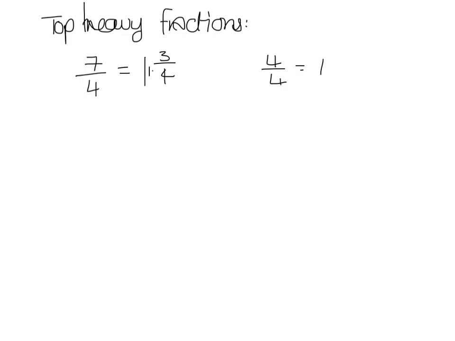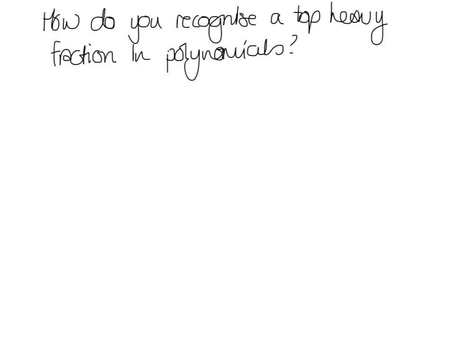Which traditionally, of course, there is a hidden plus in there. It's 1 and 3 quarters, not 1 lot of 3 quarters or anything like that. So for now, I would suggest writing that plus in there, because otherwise you're going to think that's 1 times 3 quarters. I want to know what happens when I have a top-heavy fraction in polynomials. So don't forget, polynomials are these expressions in algebra that we're dealing with at the moment. How do you first off recognise a top-heavy fraction in a polynomial?